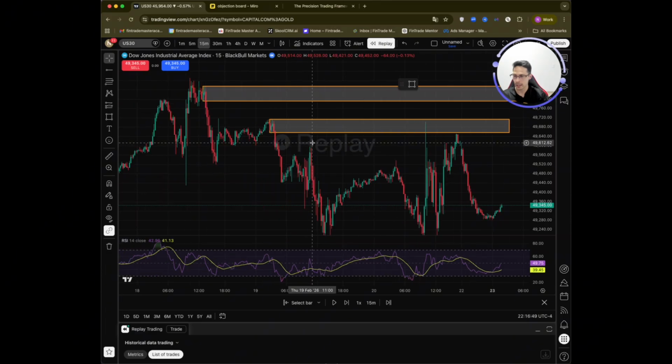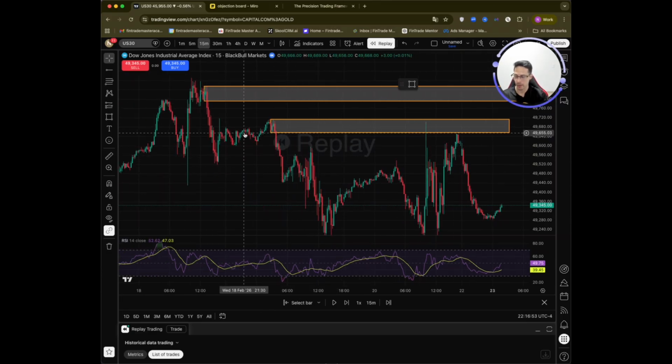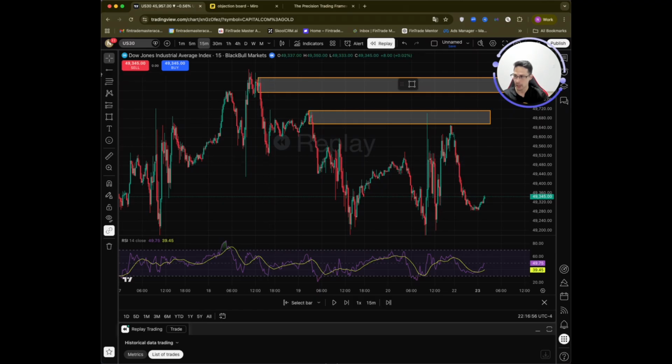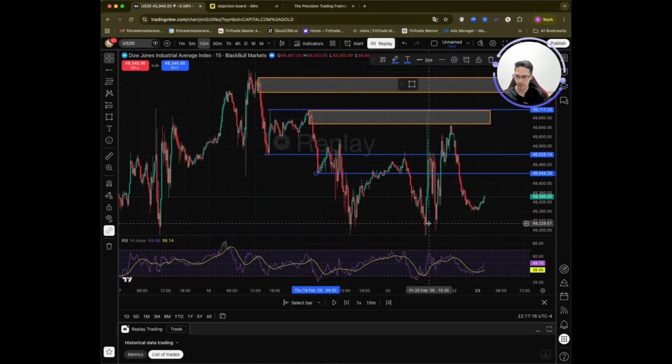Now, which one of these is a high probability? Both of them are. Why? Because we have a series of market structure being broken. We have a high, we have a low, we have a low, we have a high, we have a low, we have a high, we have a low. So we're clearly coming down, right? So we have a level here, and then we have a level here, and then we have a level here, right? And it just completely broke all these levels. So that means this is a high probability, and so is this.